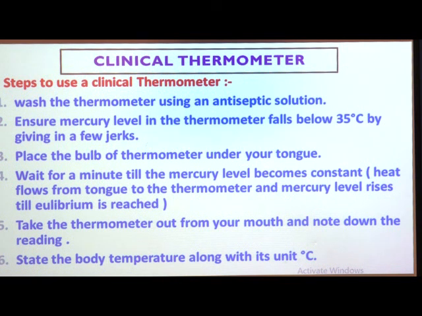Then place the bulb of the thermometer under your tongue whenever you are going to measure body temperature. Wait for a minute till the mercury level becomes constant.